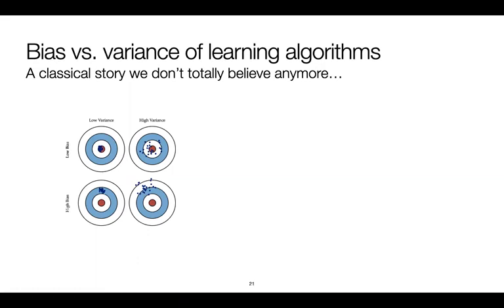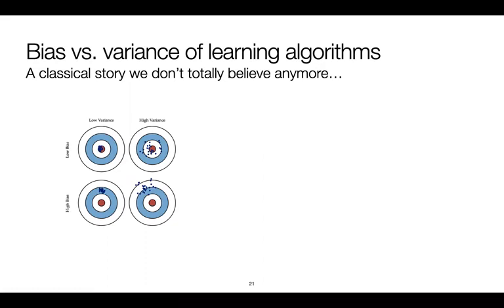So both bias and variance are bad. How they apply in the context of machine learning is as follows. When I say that my machine learning model has high bias, what I mean is that on expectation, it's not going to give me very good predictions.